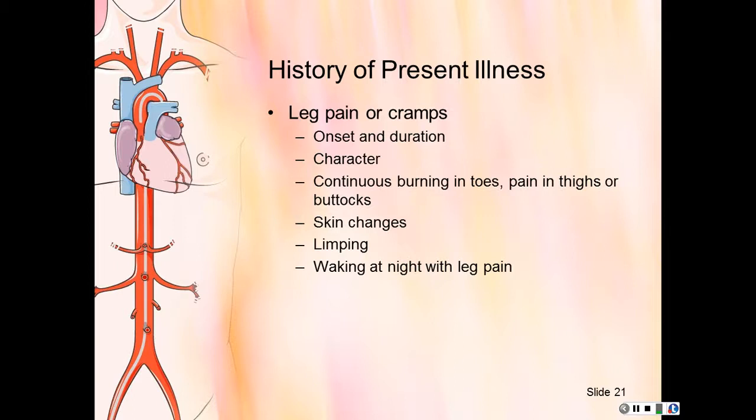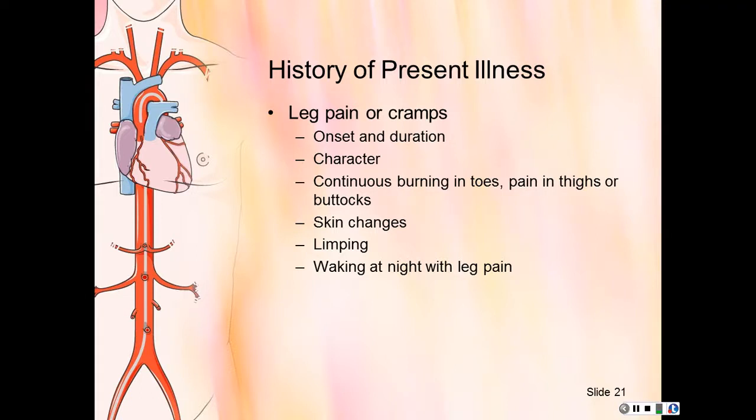So, what do we need to review in the related history? You want to ask about leg cramps, their onset, duration, character. By character, are they relieved with movement or are they worsened with movement? You also want to know, do they happen while there's exercise? Does that cause the leg cramps? You want to find out if they're nocturnal.